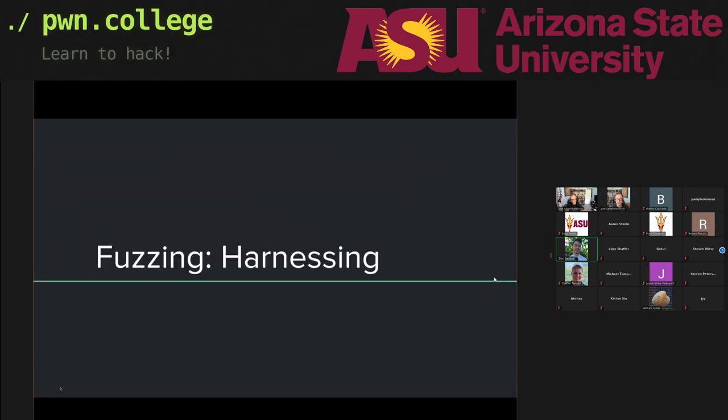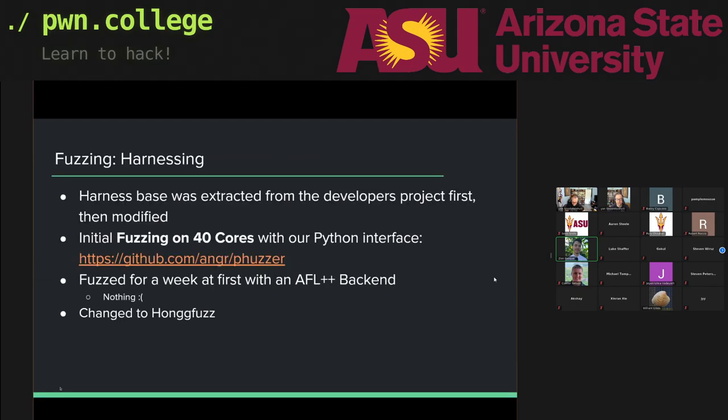Lastly, I'll talk about fuzzing harnessing and how we harnessed after we had these tiny seeds. Our harness was extracted from the developer's project first. We were lucky enough to find that the developer already had a harness, which made it easy for us to debug and change. Our initial fuzzing was on 40 cores with our Python interface, Angr Fuzzer. I added AFL++ support for it, and then our team added some other things as well. So go ahead and check it out.